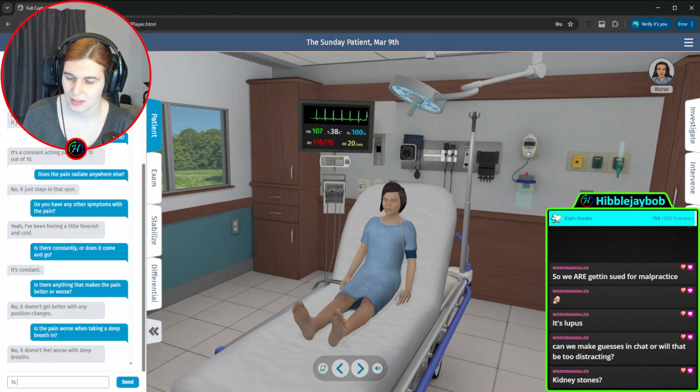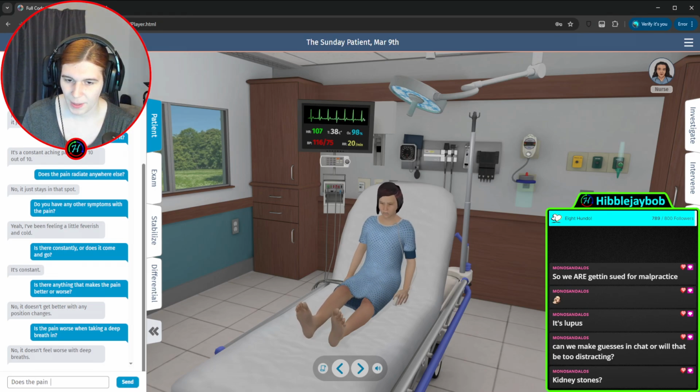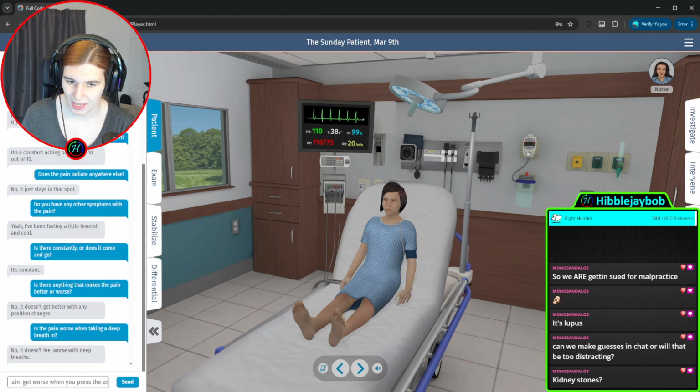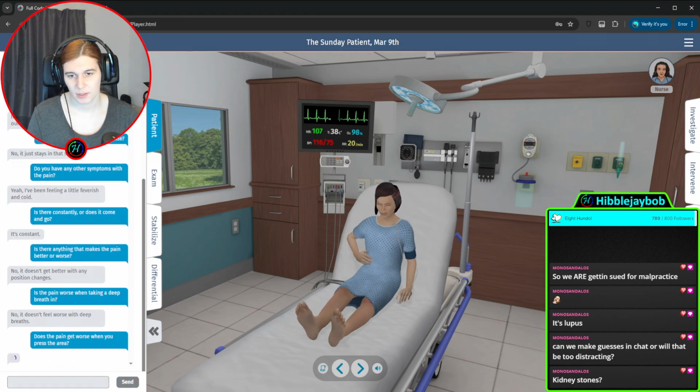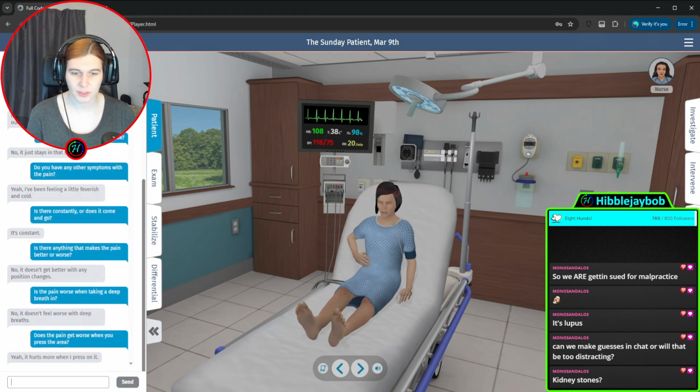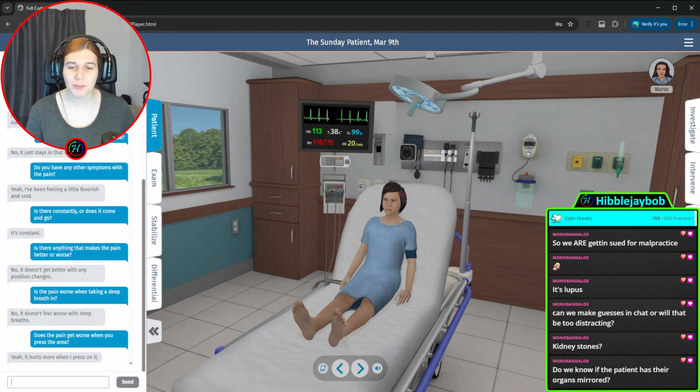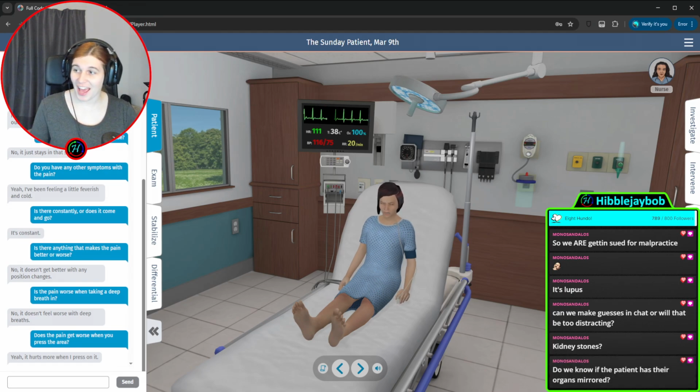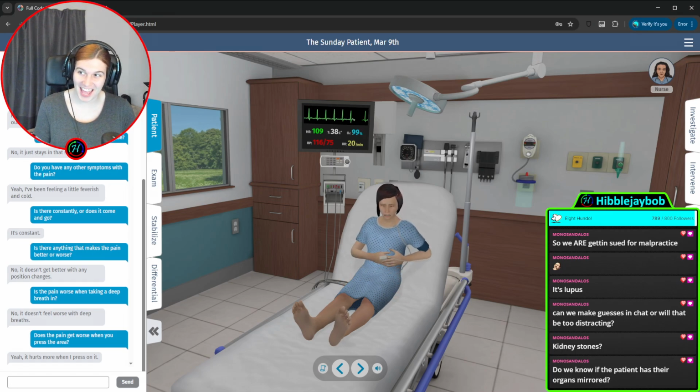Okay, and does the pain get worse when you press the area? So is it tender? Yes, it hurts more when you press on it, which is a bit of a misnomer. This is one thing, if you say you've got 10 out of 10 pain, 10 out of 10 pain is the worst pain you could possibly have. If it has the ability to get worse when you press it, then it's not a 10 out of 10 pain.